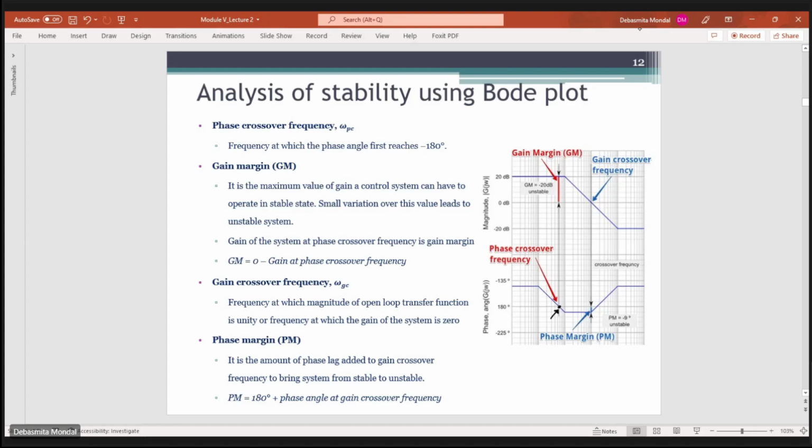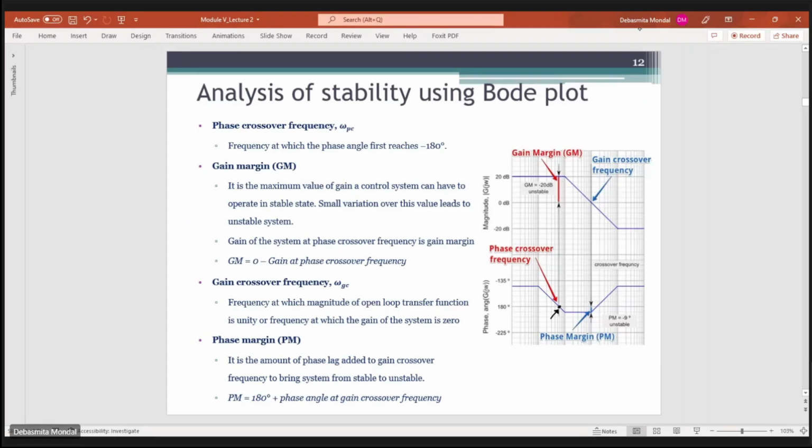So this is the phase crossover frequency, and corresponding to this frequency we see that the gain of the system is minus 20 dB. That means the gain margin of the system will be 0 minus the gain at the phase crossover frequency, that is 0 minus (minus 20) dB. The significance of this 20 dB is that if you change the overall gain of your system such that the log magnitude is varied up to 20 dB, till that point the system will be stable, and if you change the gain such that it crosses the gain margin, then the system will become unstable.